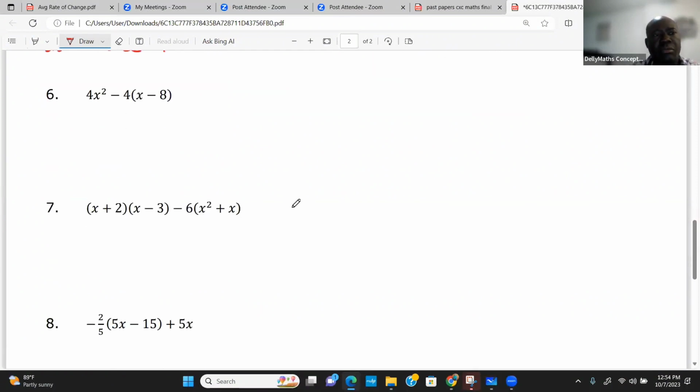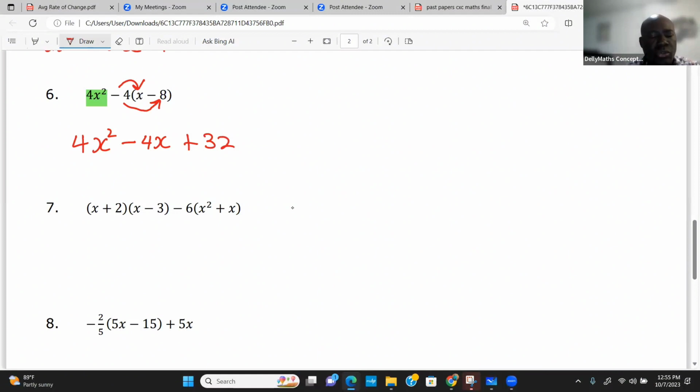Let's go to 6. In this case, I'm only going to distribute the negative 4 to the x. Then I'm going to distribute the same negative 4 to negative 8. At the end of the day, this will be there. So let's write this back because it's not a part of the whole multiplication. So 4x squared is there. Now I'm going to multiply negative 4 times x. It's going to give me negative 4x. And negative 4 times negative 8 will give me positive 32. So that's my first step.